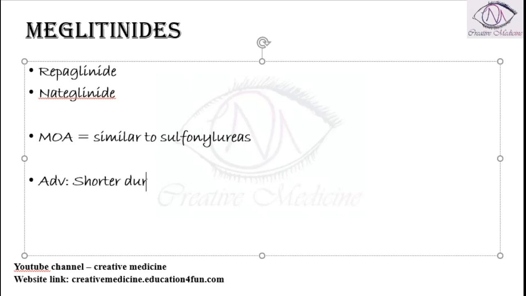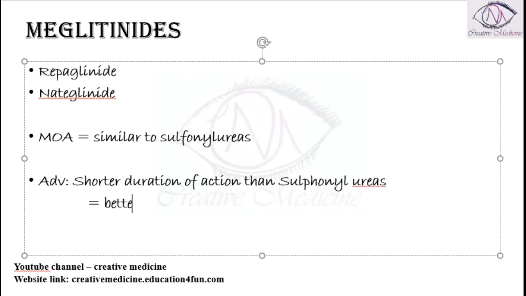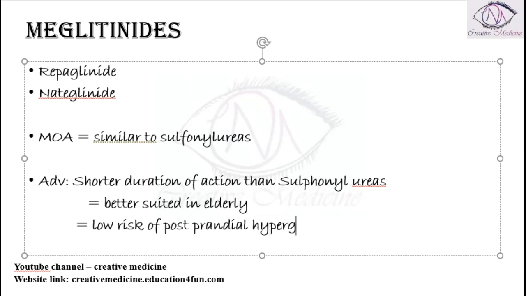The advantages of meglitinides are they have a shorter duration of action than sulfonylureas. These meglitinides are better suited in the elderly, and they also have a low risk of postprandial hyperglycemia.